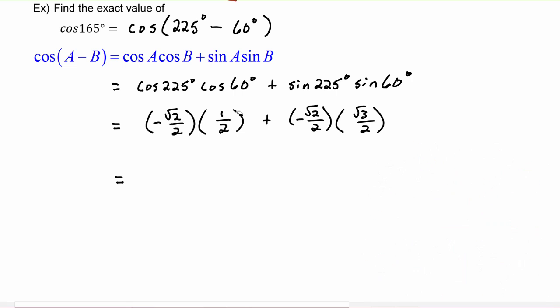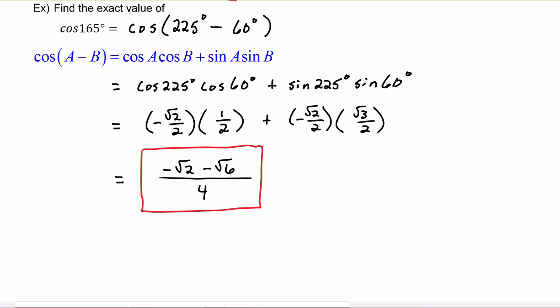Now, when we multiply these fractions, we can see our denominator will be 4. So let's just go ahead and write that denominator is 4. The numerator of this first product will be negative radical 2, and the numerator of this second product is negative radical 6. So we put a minus radical 6. And this is the exact value of the cosine of 165 degrees.